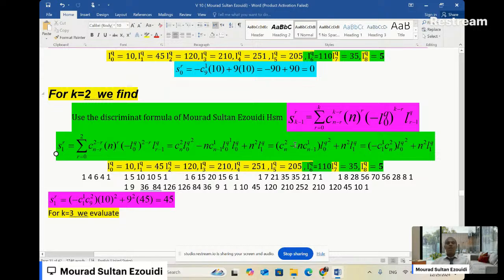Combination n choose 2 minus n combination n minus 1 choose 1, times the common factor, which is L0 for the q squared. This one will appear for the s subscript k minus 1 of order r, plus n squared times L1. So the difference of this is equal to minus combination 1 choose 1, which is in fact 1, times combination n choose 2 times L0 for the q squared, plus n squared times L1 for the q. This one you can see is the opposite of the discriminant of a quadratic equation.